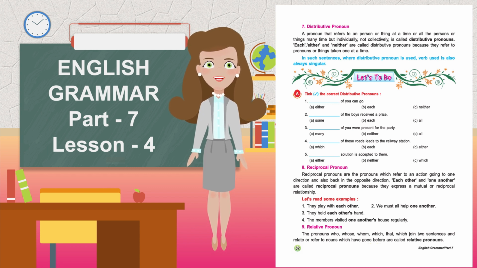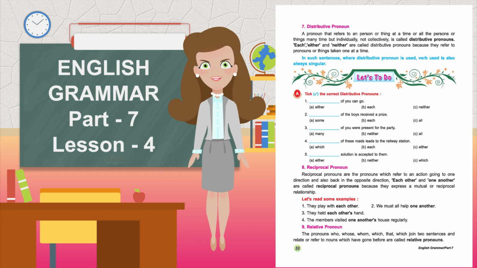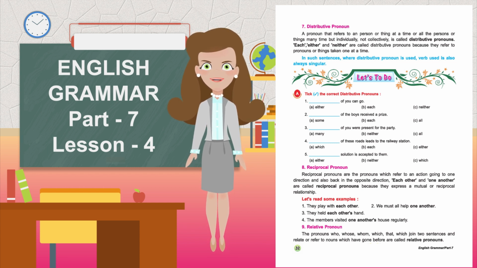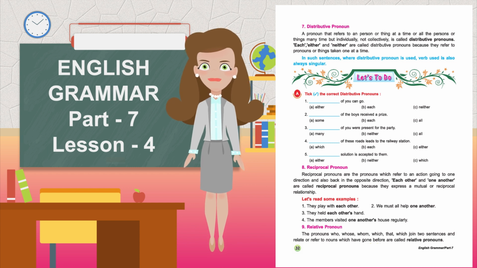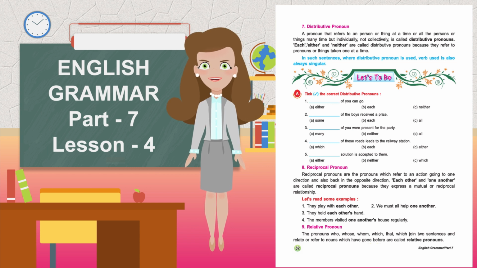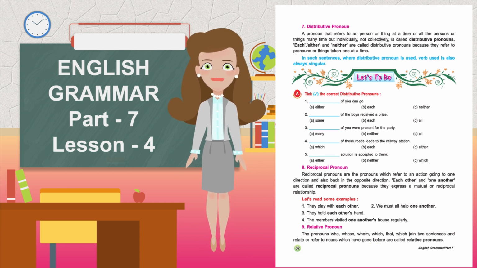Eighth, reciprocal pronoun. Reciprocal pronouns are the pronouns which refer to an action going in one direction and also back in the opposite direction. Each other and one another are called reciprocal pronouns because they express a mutual or reciprocal relationship. Let's read some examples. They play with each other. We must all help one another. They held each other's hand. The members visited one another's house regularly.